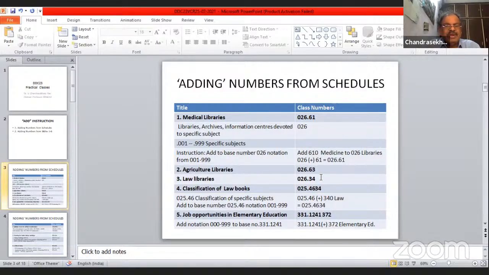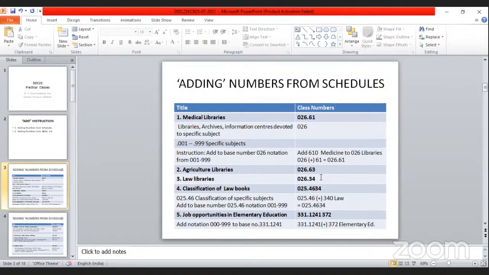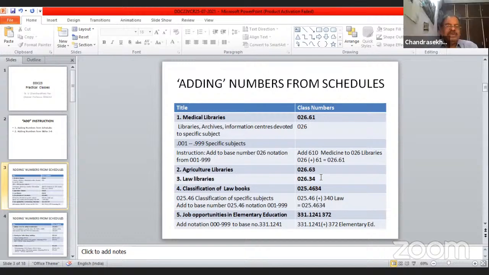Classification of religious books. What is the number for religion? 200. What number do you take? 025.46, then 2 only. Instead of 200, we take only 2. The last zeros have no meaning.